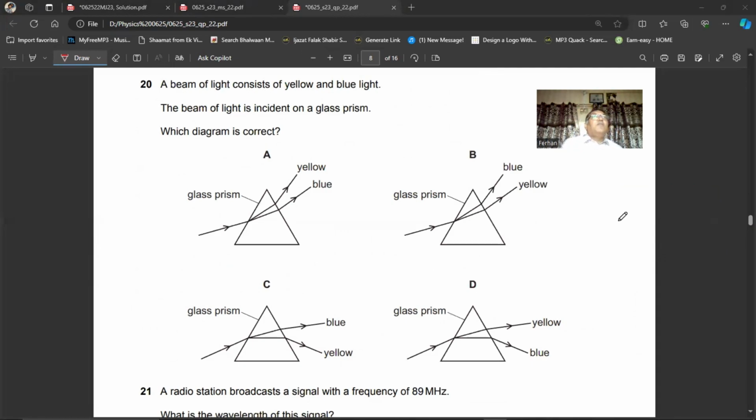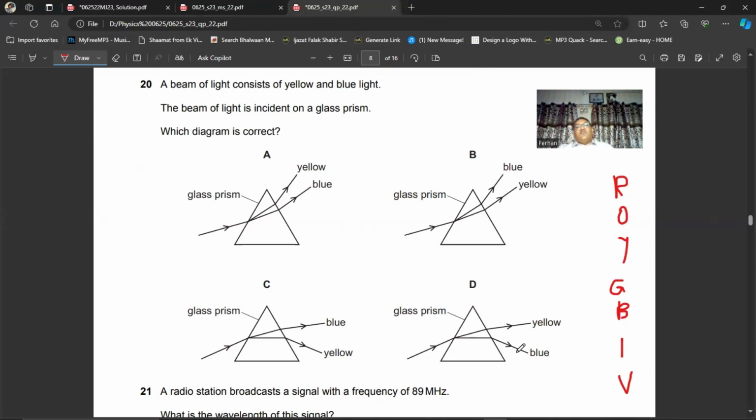a band of colors will be formed, and the order of the colors is ROYGBIV. So we say ROY means red, orange, yellow, green, blue, indigo, and violet. So the yellow will be up and the blue will be below the yellow color in that spectrum. So either A is the answer or B is the right answer.